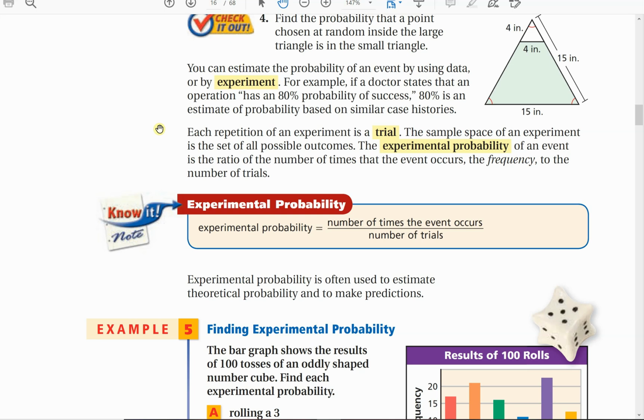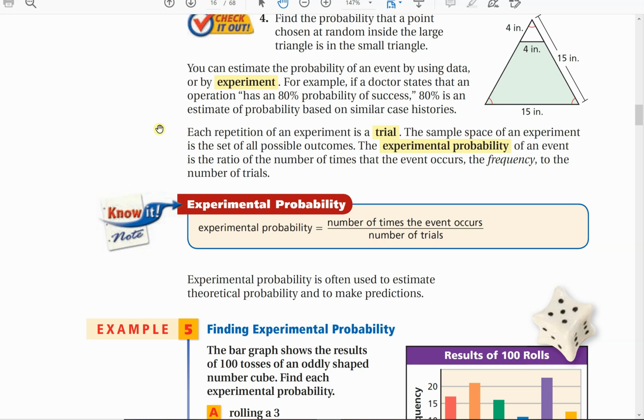So what really happens, this is called experimental probability. You can estimate probability of an event using data or by using an experiment. We'll actually do this in class next week. But for example, if a doctor states that the operation has an 80% probability of success, that means that in the past, 80% of the people that have had that surgery or had that operation had a favorable outcome. It's not based on random chance, it's based on what has happened in the past.